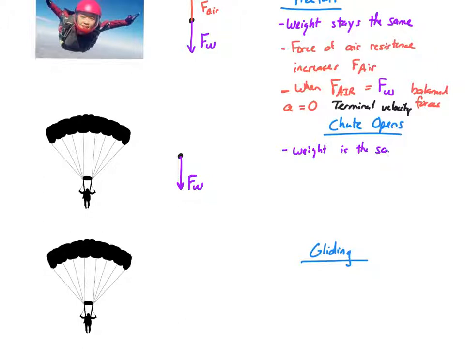The chute opening, though, would cause another type of force, and so we can think about that. There's the air resistance pushing up, and as you increase the surface area of the parachute, you're also increasing the air resistance. So when that chute opens, the unbalanced force is the fact that the air resistance is greater. Remember, unbalanced forces cause acceleration. So at this point, the skydiver will accelerate again.